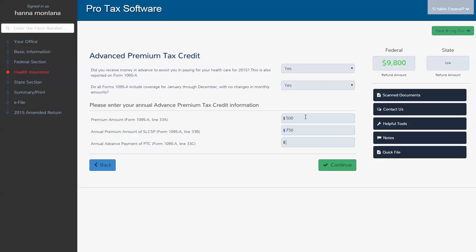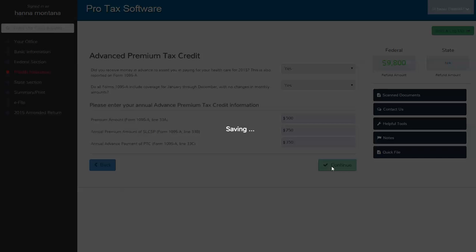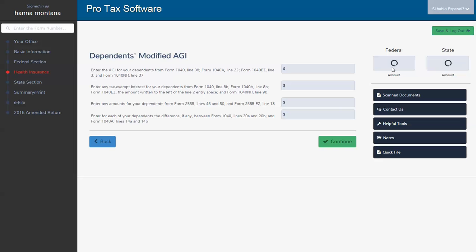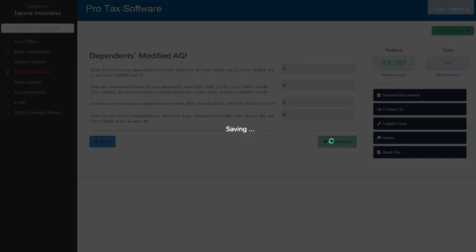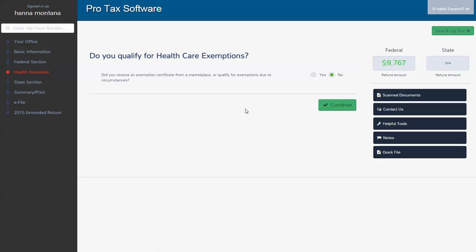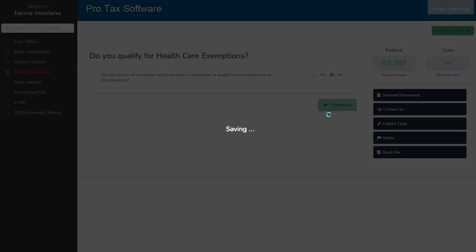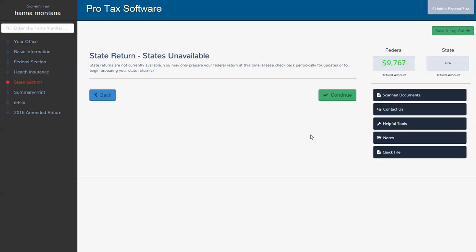And our premium tax credit, well, I don't even know how these numbers are going to impact the refund, but we're going to put them in and we'll see whether we went up or we went down. It was 9,800 even. We lost a couple bucks. We were overpaid a little bit, as you would say. Did you receive an exemption certificate? Nope. We click continue, and congratulations, we completed our healthcare component of the tax return.